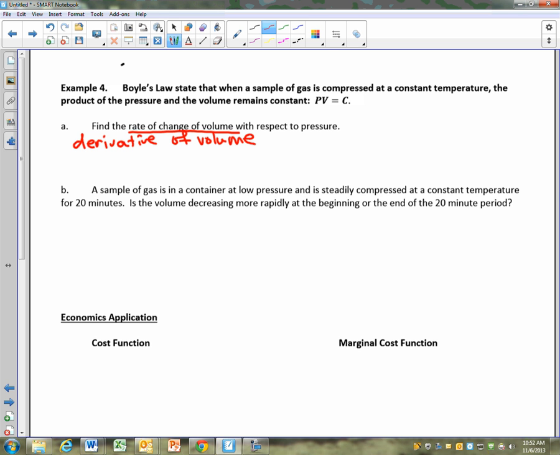Is that solved for volume? No, let's not solve for volume. Can I solve for volume? Yeah, I can rewrite this as volume equals what? C over P. Does C ever change? No, it's a constant. It's like the number 4. Does the pressure change? Yes. So I'm going to write this even a little bit differently. Volume equals C times P to the negative 1.